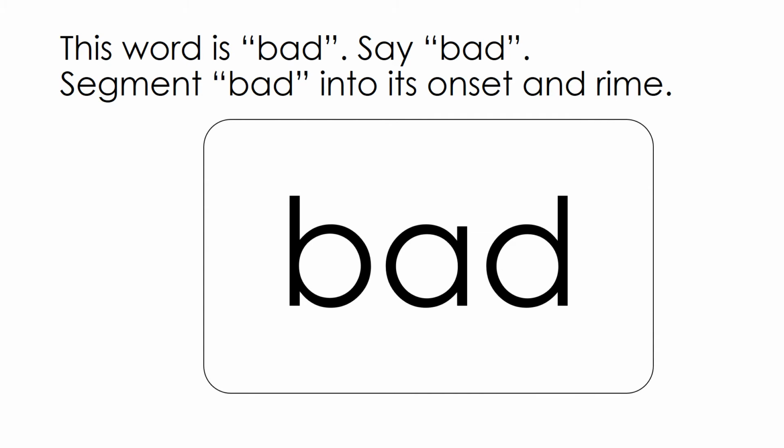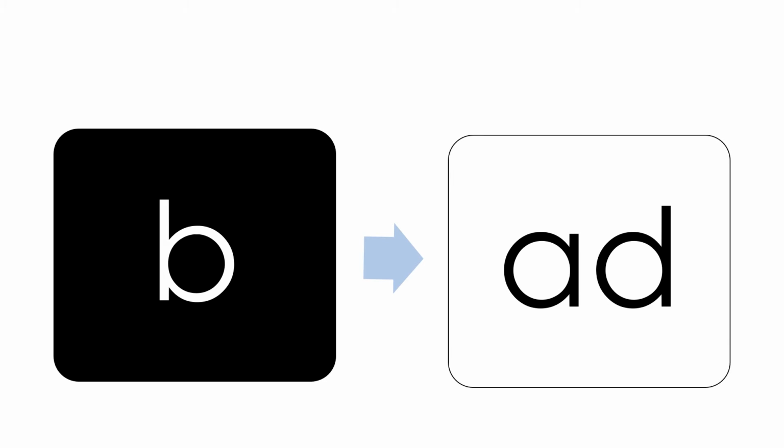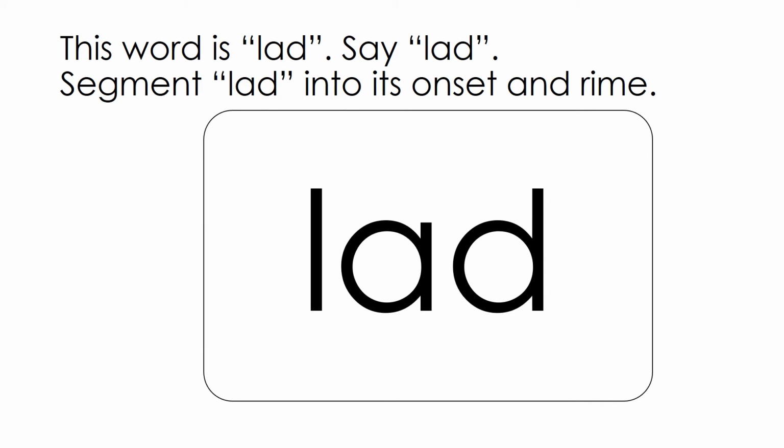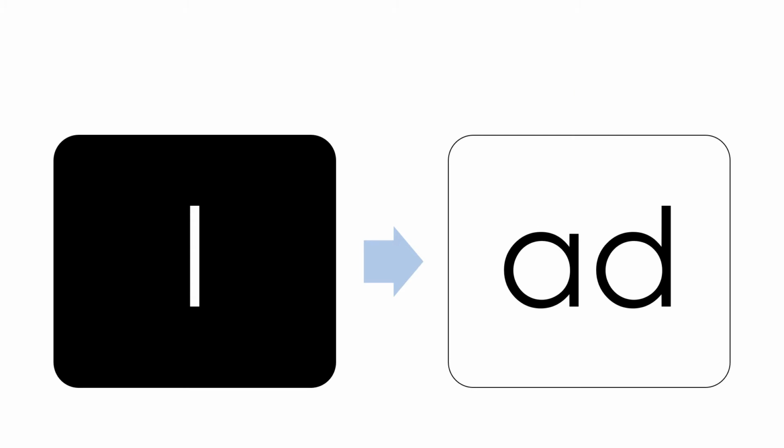This word is bad. Say bad. Segment bad into its onset and rhyme. B. Add. This word is lad. Say lad. Segment lad into its onset and rhyme. L. Add.